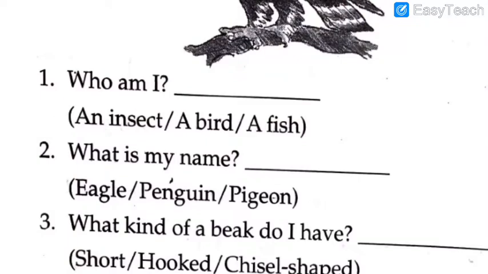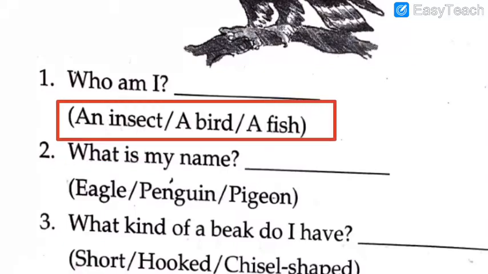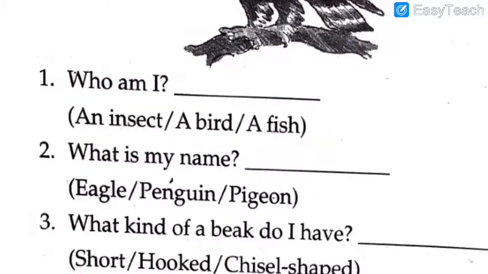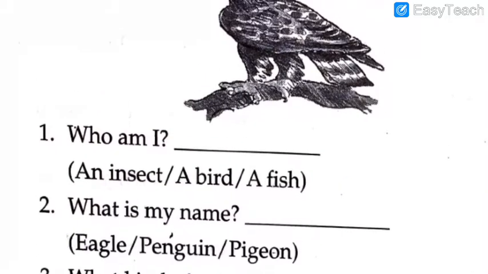Okay, now here the questions are displayed. Please write the answer number properly. Do not write the question, neither the question nor the options, just the answers. Number 1. Who am I? An insect, a bird, or a fish? So these are the options. Select any one which you think is right and just write it down in your book with the answer number properly. Who am I? Your time starts now.